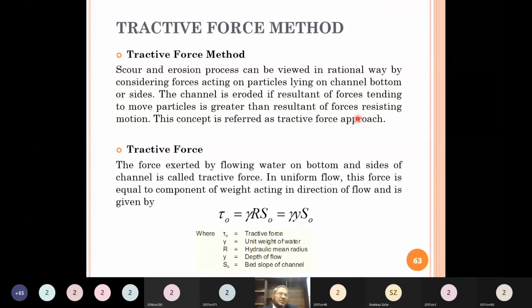Similarly, if the opposing forces are more than the resisting forces, then the particle on the bed has to move. And if the opposing forces are lesser as compared to the resisting force of the sediment particles, then the sediment particles on the bed will not move. This concept is referred to as the tractive force approach or the hydraulic shear stress approach. Is it clear?